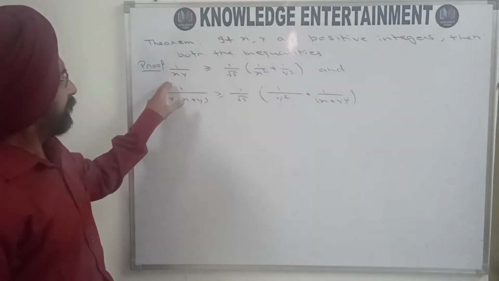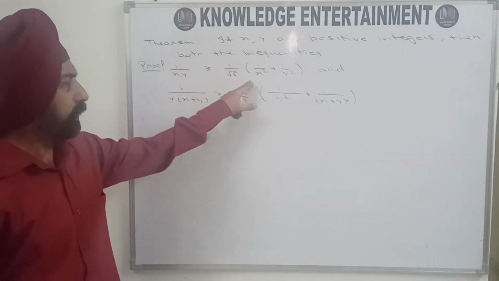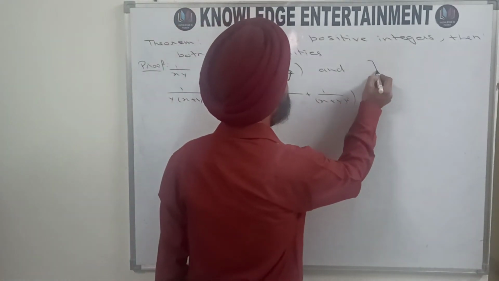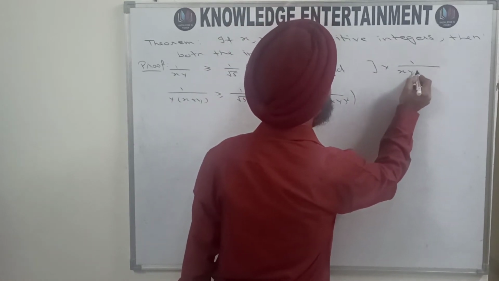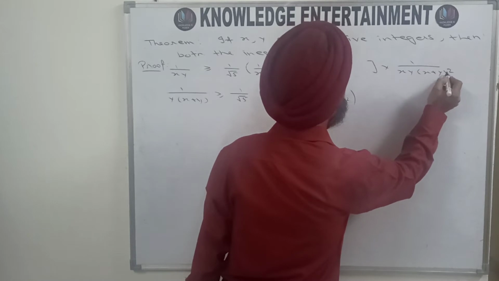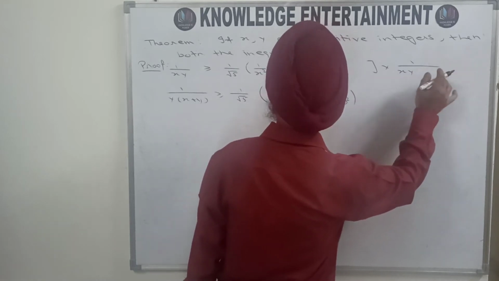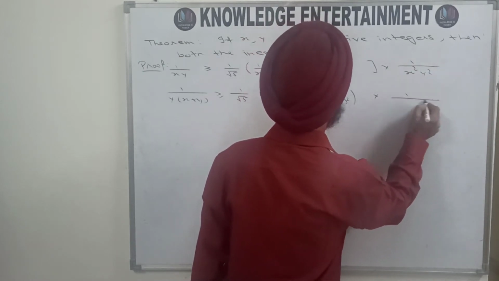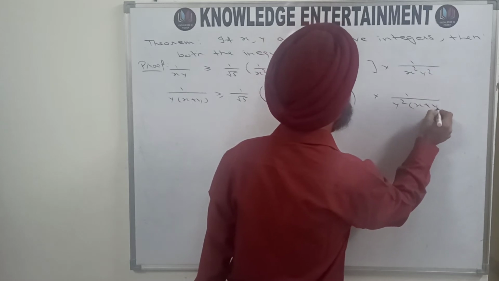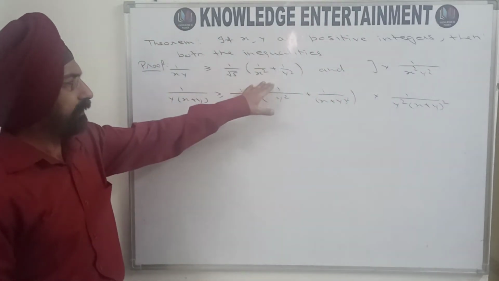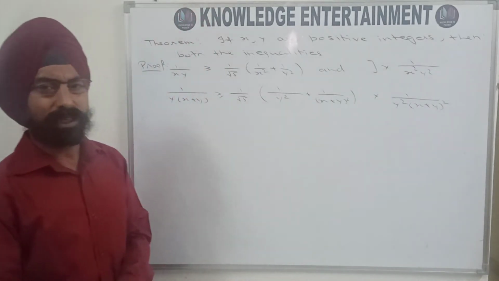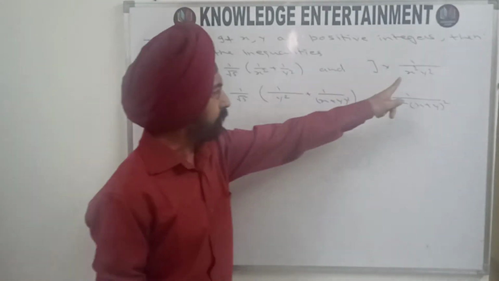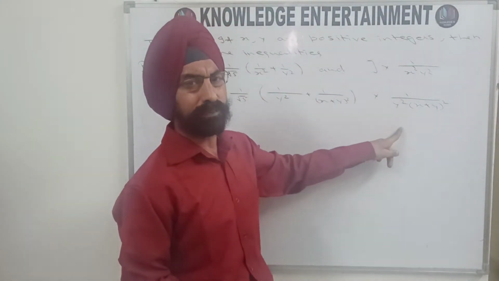Now x is positive, y is positive, x square is positive, y square is positive, x plus y whole square is positive, x plus y is positive. So you can multiply the first inequality by x square y square and the second by y square x square plus y square. The sign will not be changed because the number with which you are multiplying is a positive number.